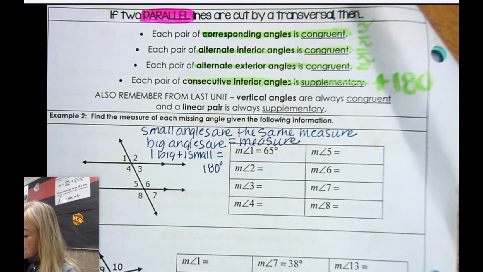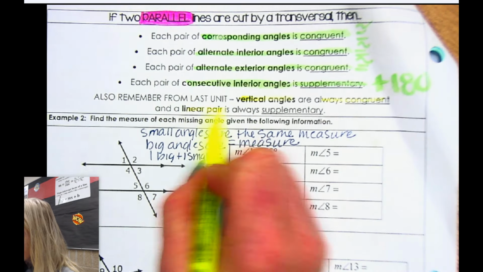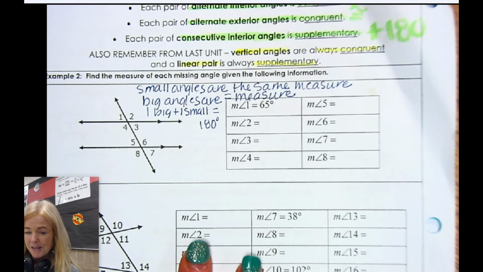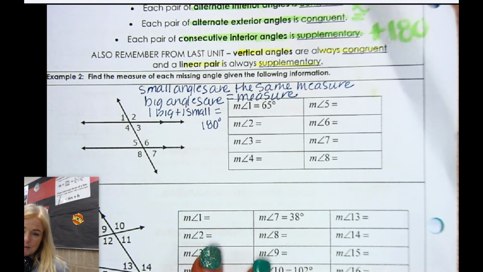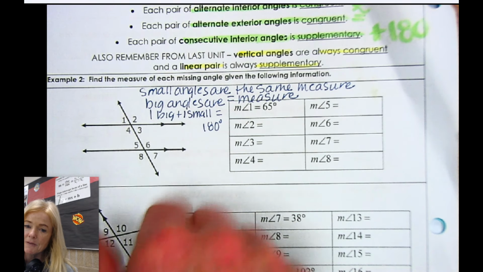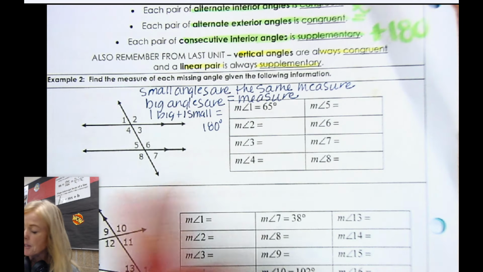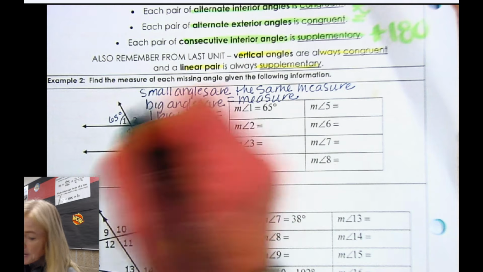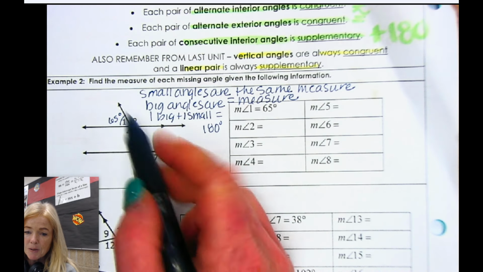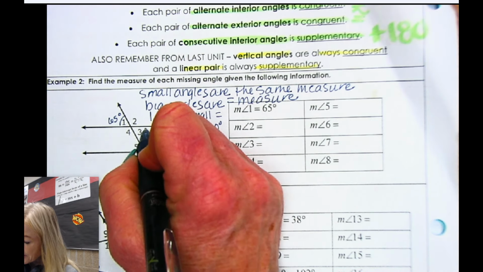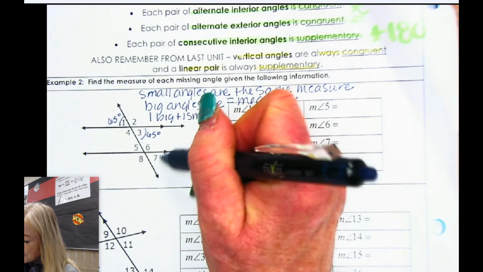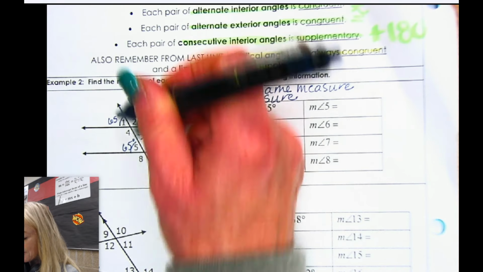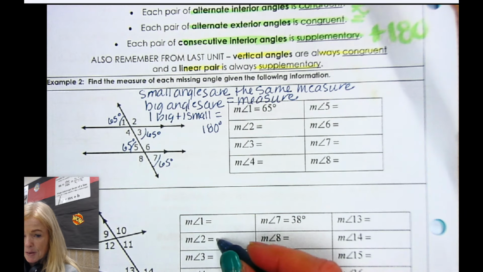Now also, we learned vertical angles earlier. They're always congruent, and linear pairs are supplementary. So we have that information behind us. Now, if we have an angle that's one of the 8 angles produced by a transversal cutting two parallel lines, and we know what it is, measure of angle 1 is 65 degrees, you can pretty much fill in every single small angle the same, because vertical angles are the same, and corresponding angles are the same measure. So all of those are going to be 65 degrees.